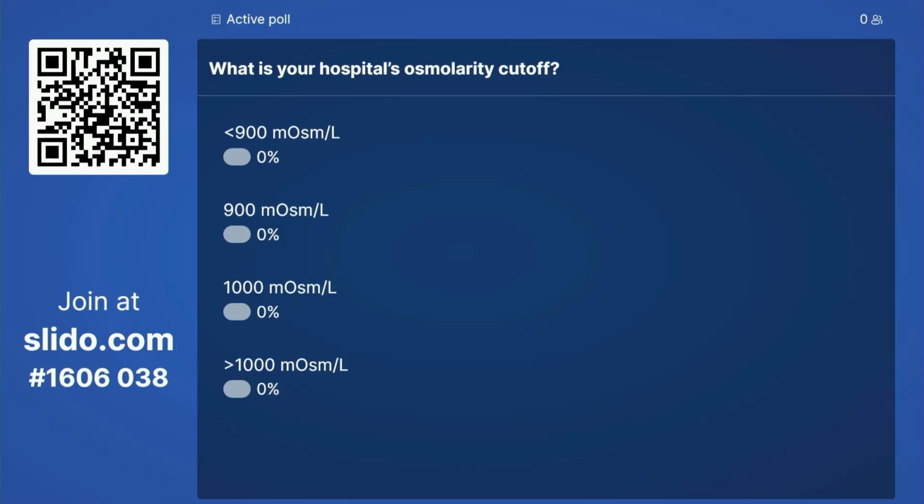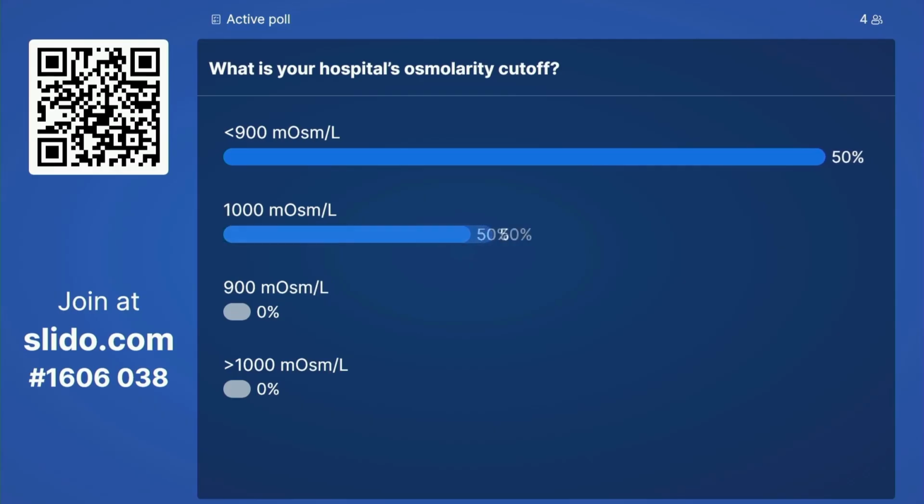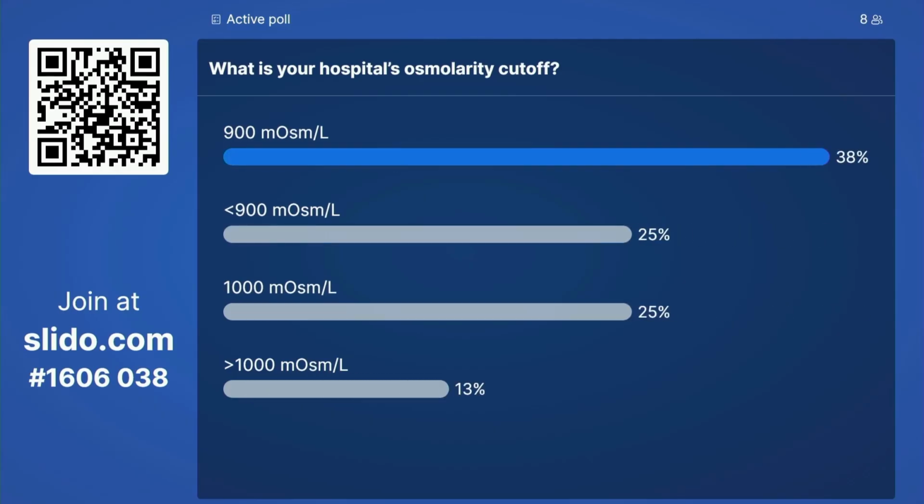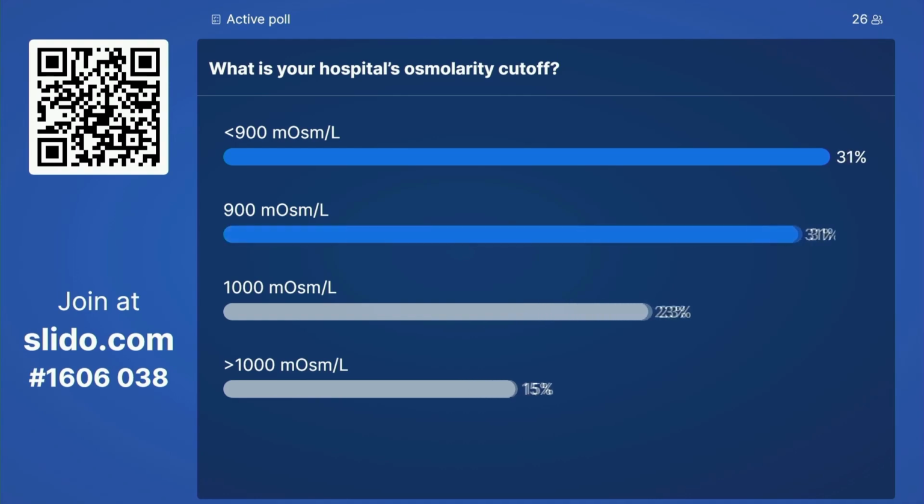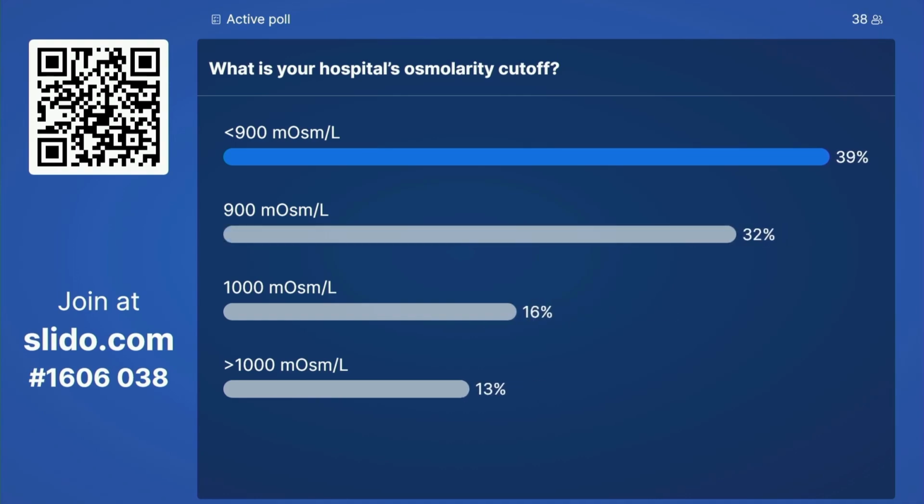So here we are. I want to know, what is your hospital's osmolarity cutoff specifically for peripheral parenteral nutrition? I'm loving watching these bars dance. I'll answer this question now for myself, and I'll answer it again in a few slides.